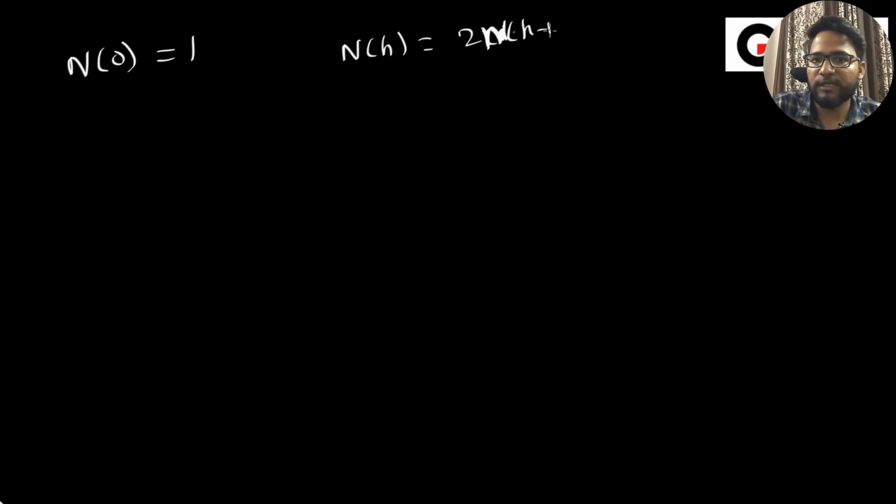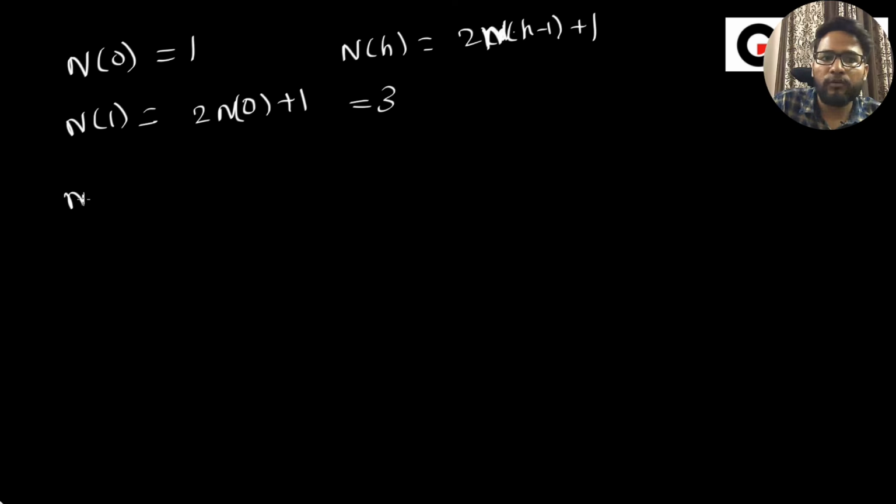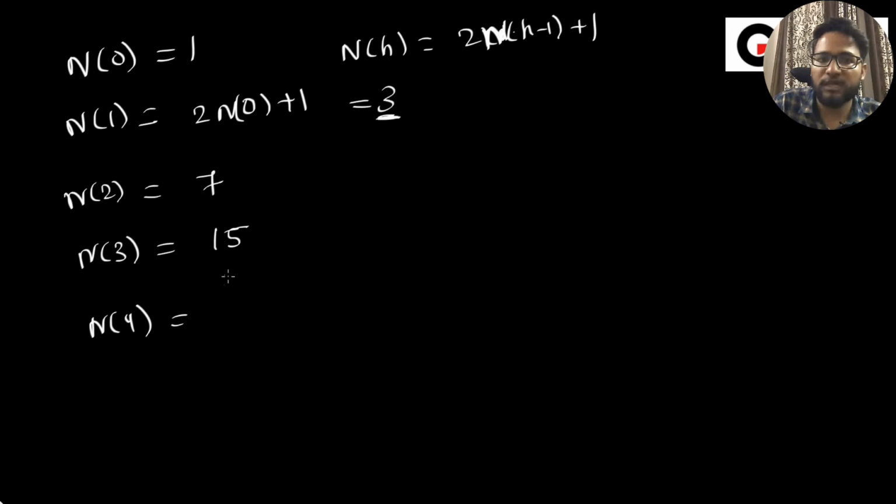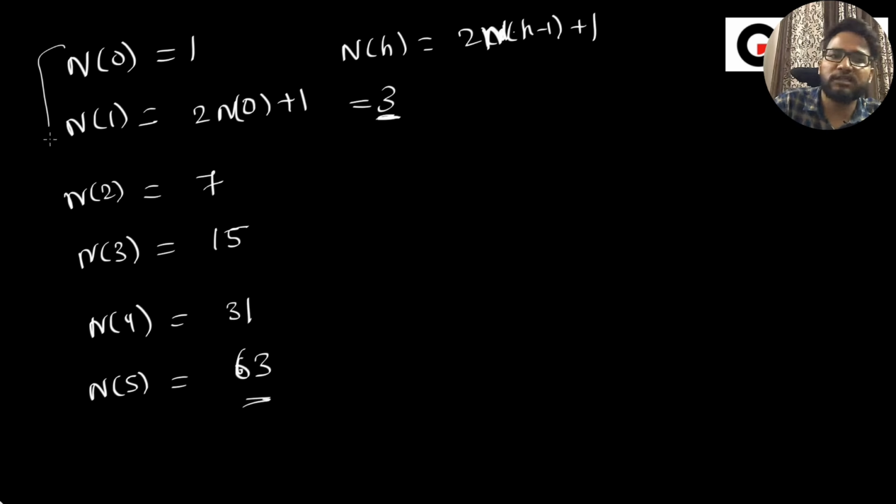Can you tell me what is n0? N0 was 1, and using this formula, nh equal to 2 into nh minus 1 plus 1, can you tell me what will be n1? N1 will be 2 into n0 plus 1, which means 3. What will be n2? 2 into 3, which is 6, plus 1, which is 7. What will be n3? 2 into 7, which is 14, plus 1, which is 15. What will be n4? 2 into 15, which is 30, plus 1, which means 31. What will be n5? 2 into 31, which is 62, plus 1, which is 63. So we are getting 63 using this recursion.